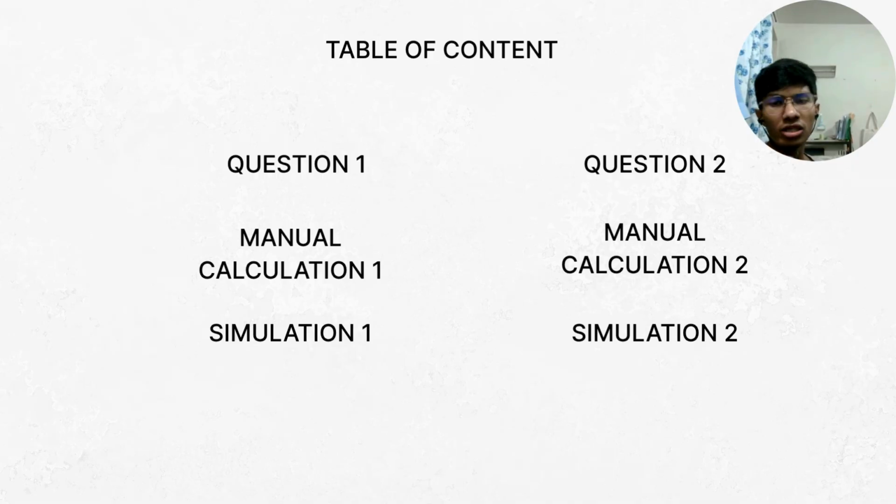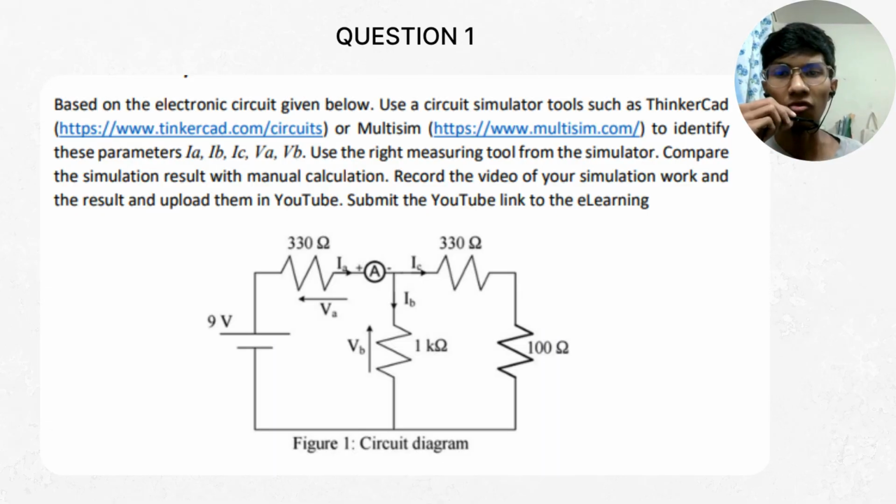For the table of content, we are going to discuss two questions, two manual calculations and also two simulations. So for question 1, we are given the circuit diagram. We need to find current A, current B, current C and also voltage A and voltage B.